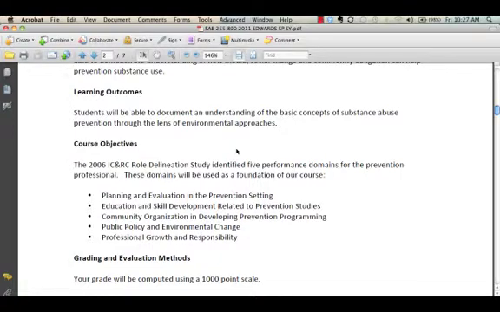Professional growth and responsibility is another significant topic in terms of the prevention professionals' continued growth, knowledge base, and how to improve through training and actual practice.